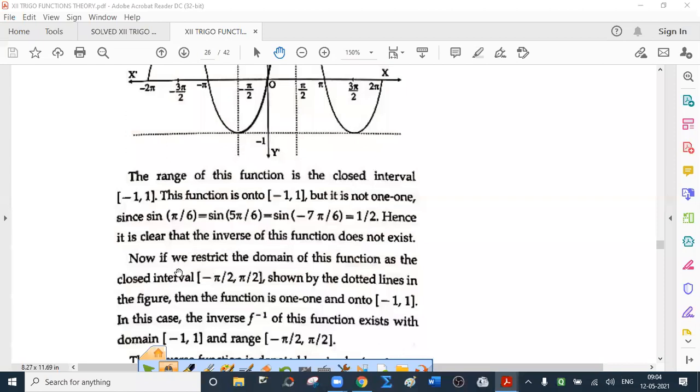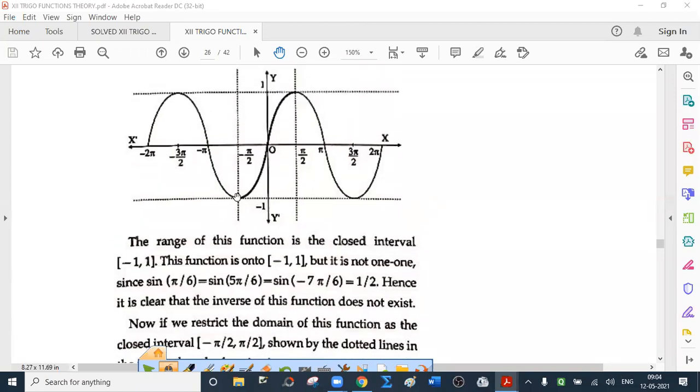Now the next part is important. If we restrict the domain of this function to the closed interval [-pi by 2, pi by 2], see this dark part. This is minus pi by 2, meaning -90 degrees, to plus 90 degrees. You will notice that as far as this part is concerned, if you draw a line parallel to the x-axis, it does not intersect the graph in more than one point.